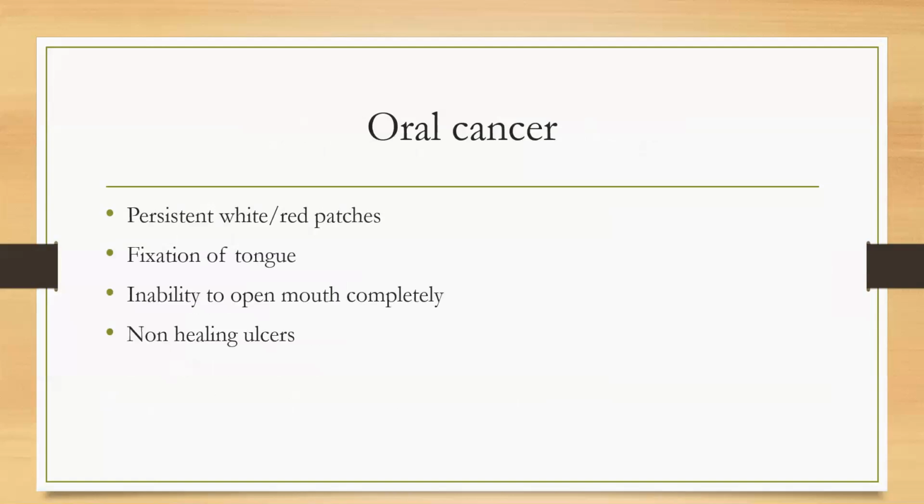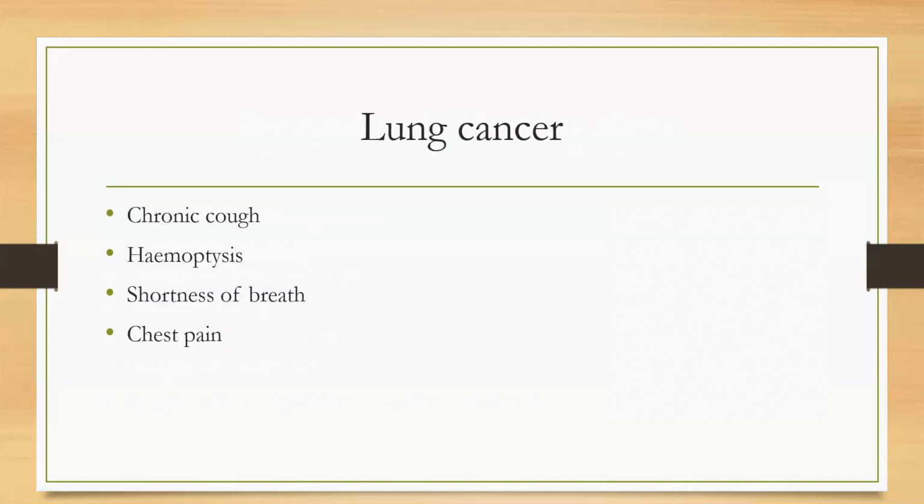Now coming to the individual cancers. Oral cancer, there will be warning signs of persistent white or red patches. There will be fixation of the tongue, so the person won't be able to talk properly. There will be inability to open the mouth completely, and non-healing ulcers will be present. Next, coming to lung cancer, there will be persistent cough, hemoptysis, that is bleeding along with the sputum. There will be shortness of breath, chest pain, and wheezing might be there sometimes.